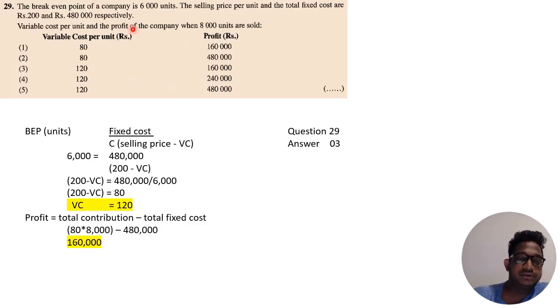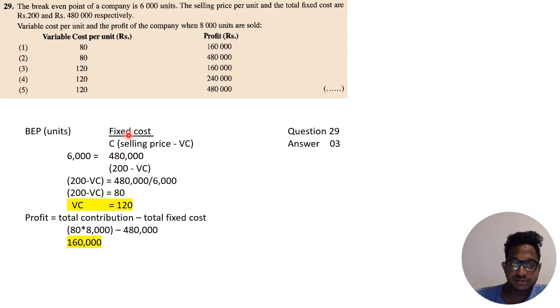29, the break-even point of the company is 6,000 units. Selling price is given and the total fixed cost is given. So they ask you the variable cost per unit. So break-even point in units you are finding from fixed cost divided by the contribution. So the contribution you are getting from how? Selling price minus variable cost.